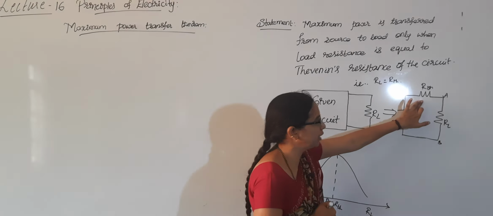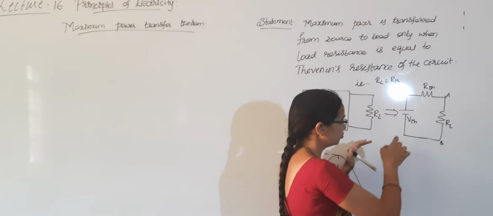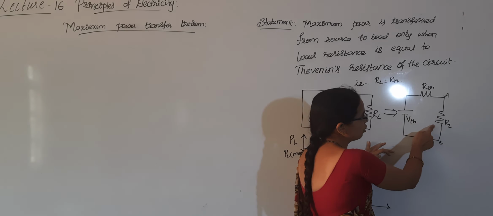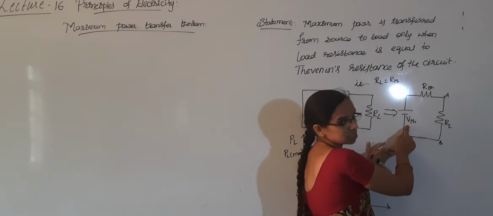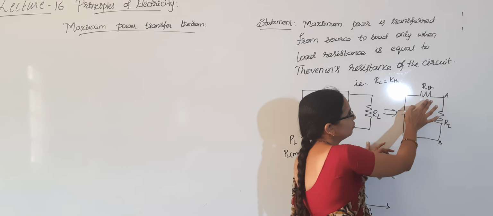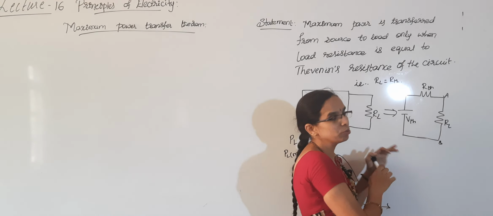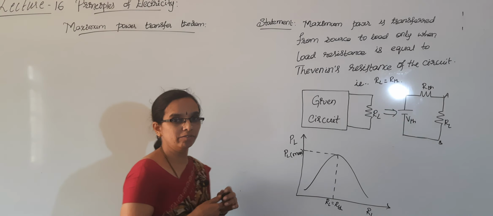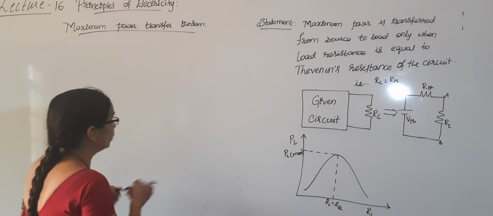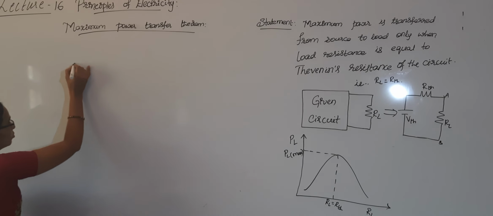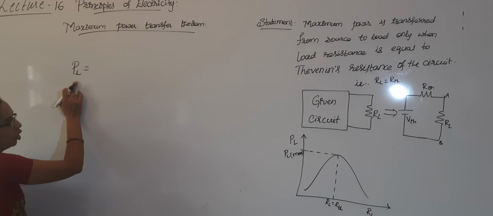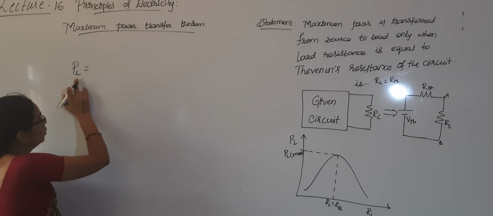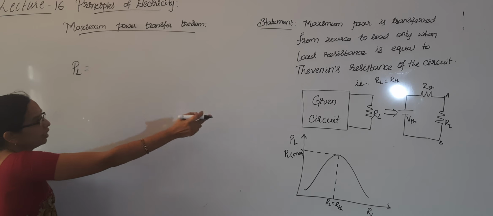Whenever these two are equal, what happens? It is a series circuit, so the same current flows. Whenever these two are equal, the voltage supplied by the Thevenin's voltage is equally distributed among these resistors. Then maximum power will be transferred. Okay, what is the formula for power? PL, I will call power to the load, the load power, is the power dissipated in the load resistance.